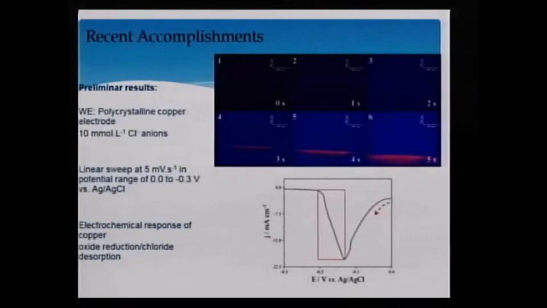And what you can see here is a wave traveling across the surface, showing the chloride being desorbed and leaving the surface free of chloride. So when the surface is bright like this, it is only copper. You have only copper, and with this dark, you have the chloride. This is the time of the experiment.